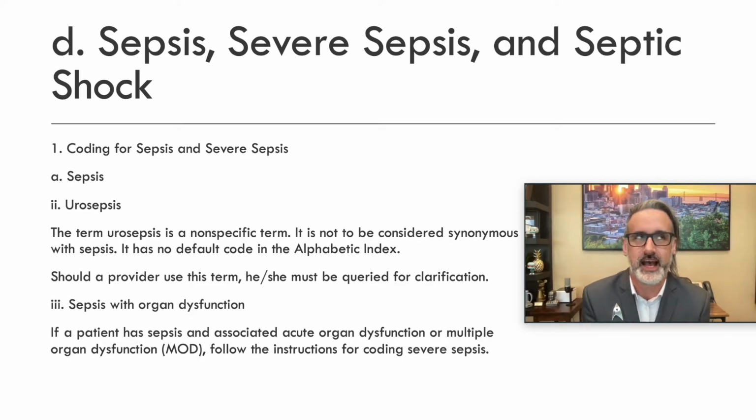And then lowercase I, number 3, sepsis with organ dysfunction. If a patient has sepsis and associated acute organ dysfunction or multiple organ dysfunction, known as MOD, follow the instructions for coding severe sepsis. Just like what I mentioned before, if the patient has the documentation of sepsis, but also documentation of organ dysfunction, and it doesn't matter which one, we would code that as severe sepsis. So you can think of it as sepsis plus organ dysfunction equals severe sepsis in that case.